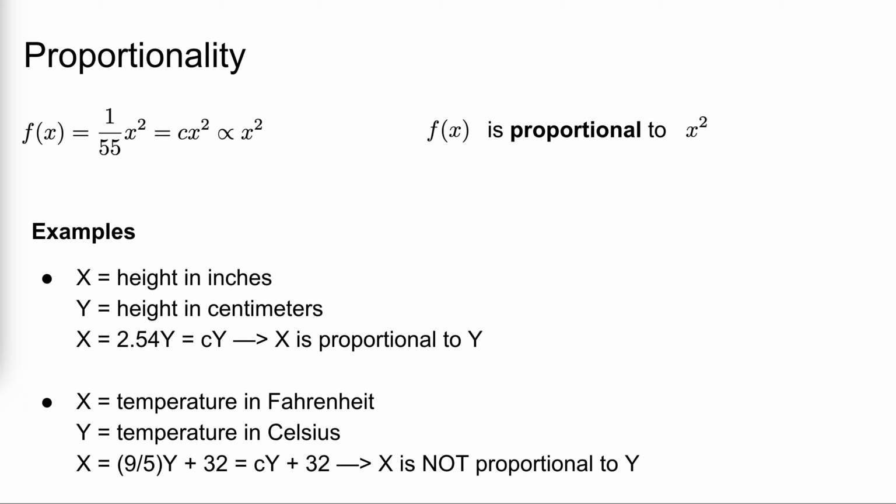Second, suppose we're measuring the current outdoor temperature in degrees Fahrenheit x and degrees Celsius y. Again, x and y are measuring the same things here, just on different scales. However, the conversion is more complicated. x equals 9/5 times y plus 32. Because we have to tack on this constant of 32, we can't simply write x as some constant c times y. That is, x is not proportional to y in this case.